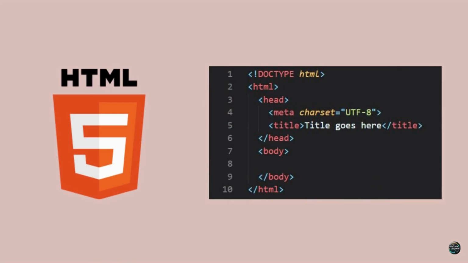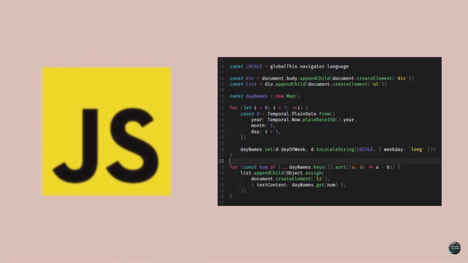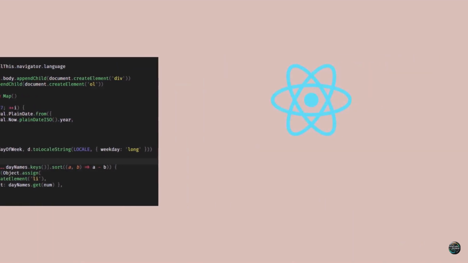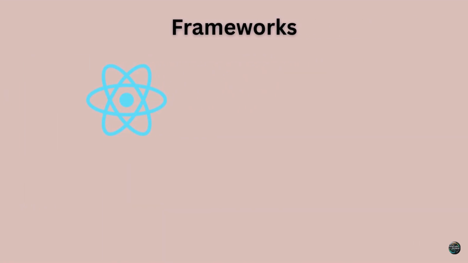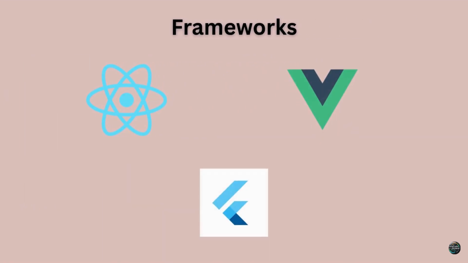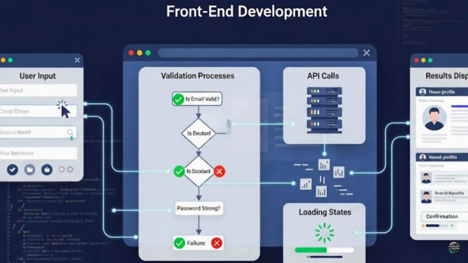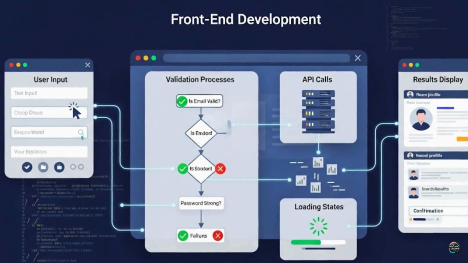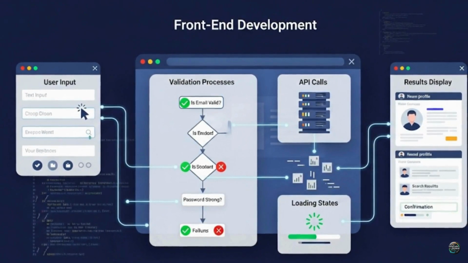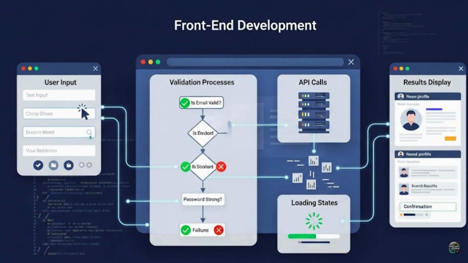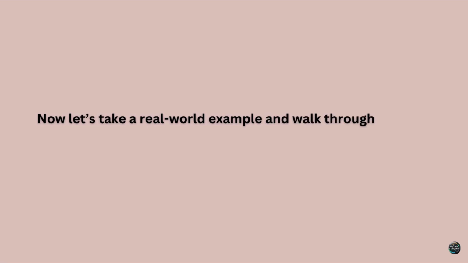Front end is built using HTML for structure, CSS for design, and JavaScript for logic and interaction. Modern apps use frameworks like React, Vue, or Flutter to make things smoother and faster. But the front end isn't just about looks. It handles input, validations, sending API calls, showing loading states and results. Now, let's take a real world example and walk through how this works step by step.